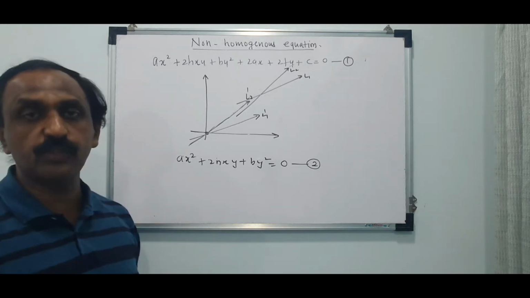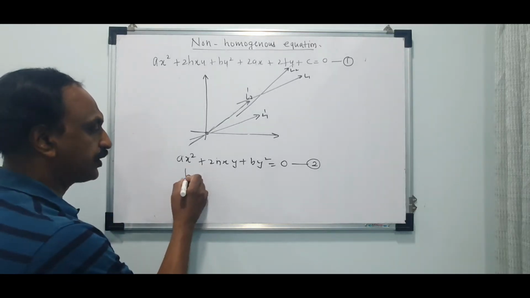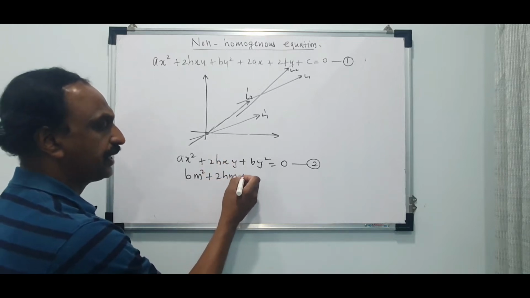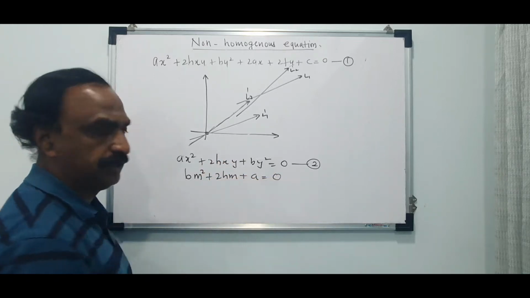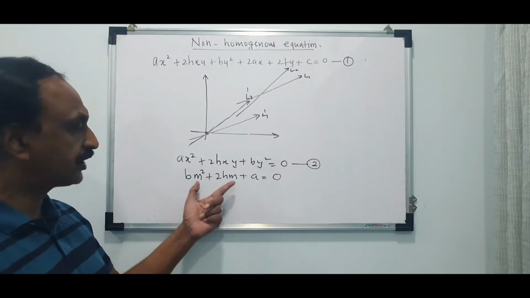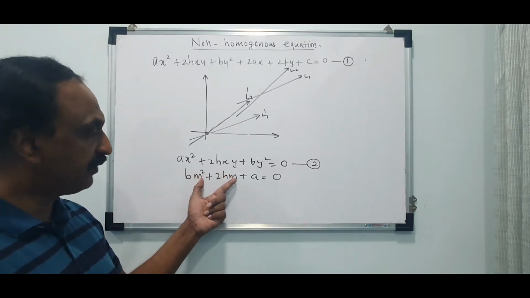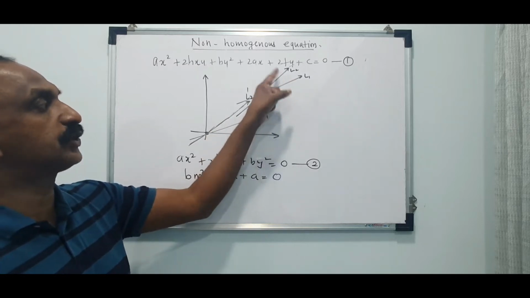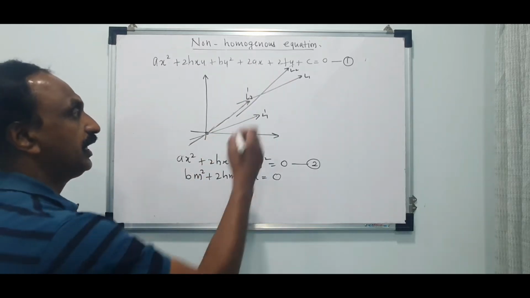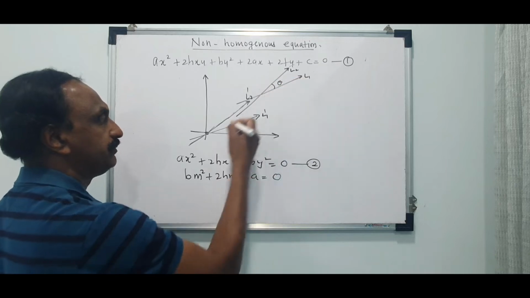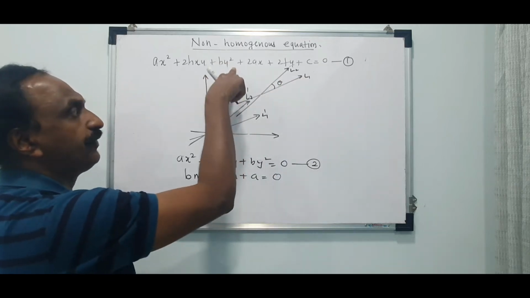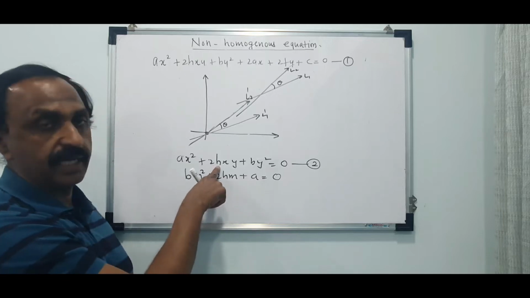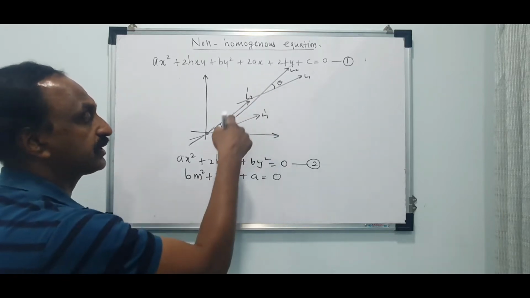And how do you calculate the slope of this line? By solving the equation bm square plus 2hm plus a equal to 0. What do you call this equation? The auxiliary equation. If I solve the auxiliary equation, whatever values of m I get will be the slopes of L1 dash and L2 dash, hence the slopes of L1 and L2. If I want to find the angle between them, finding the angle between this pair of lines is the same as finding the angle between that pair of lines, because both angles are the same.